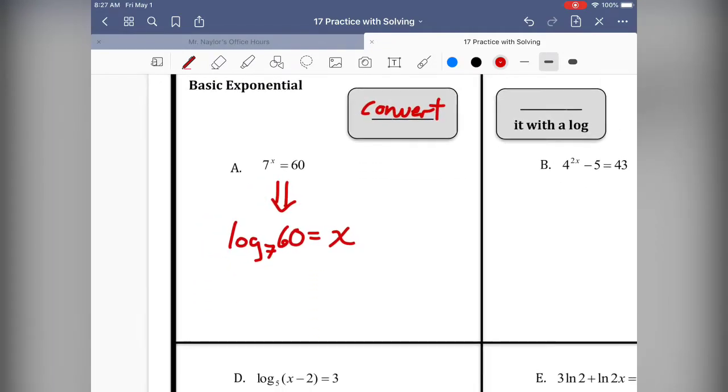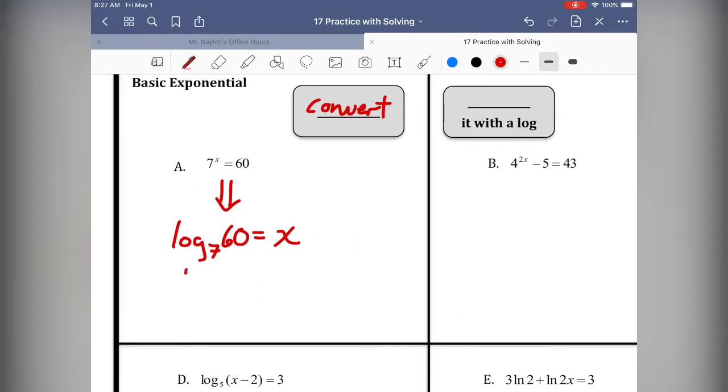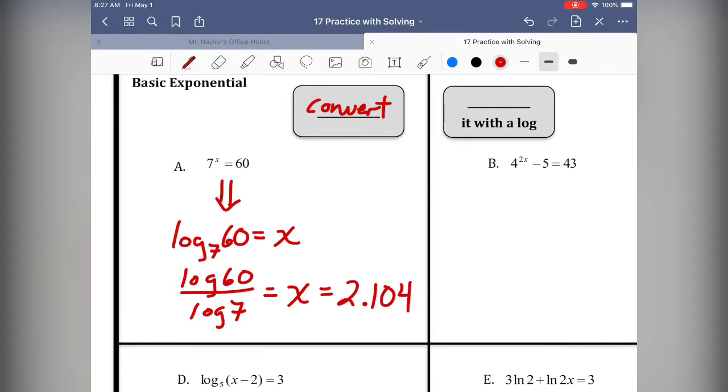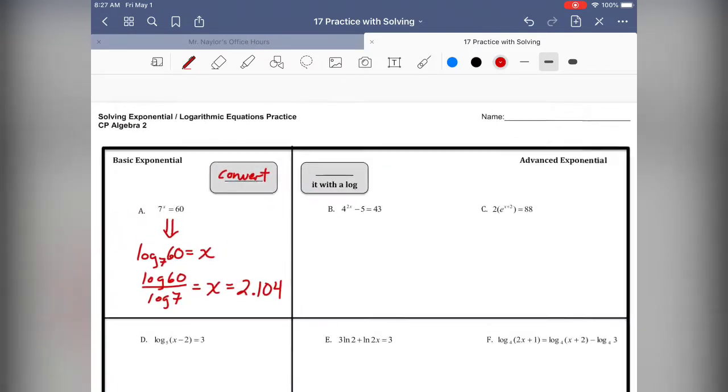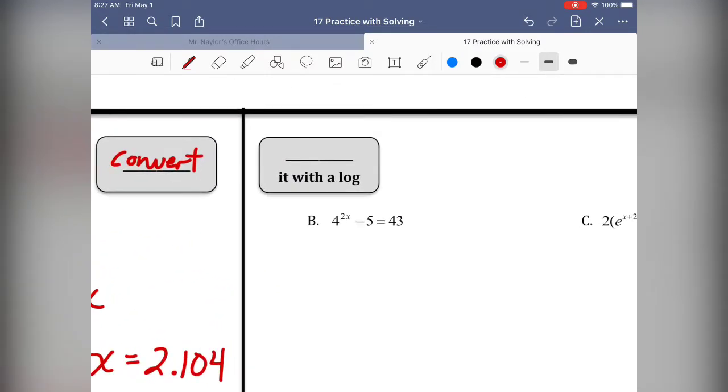And if it's basic, all we got to do is convert it, because ultimately this problem just means dividing the log of 60 with the log of 7. You do that on your calculator. Make sure that you're doing that correctly. That is part of the deal here, and you get 2.104.